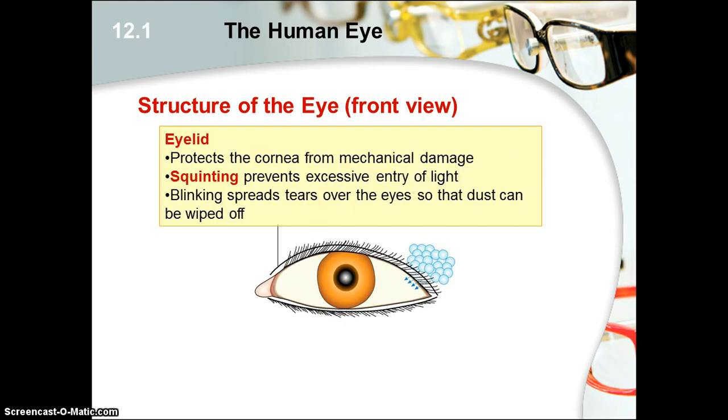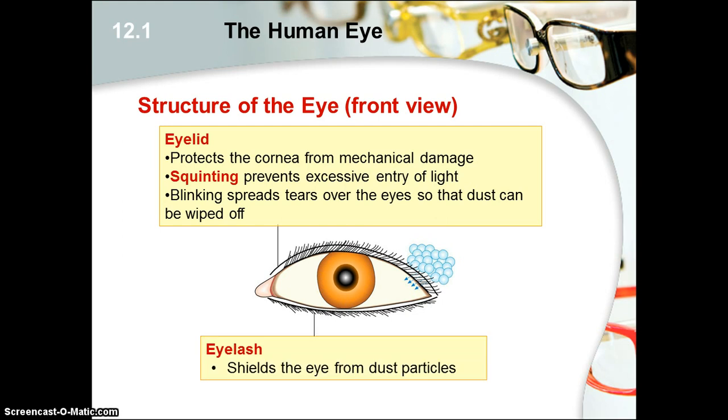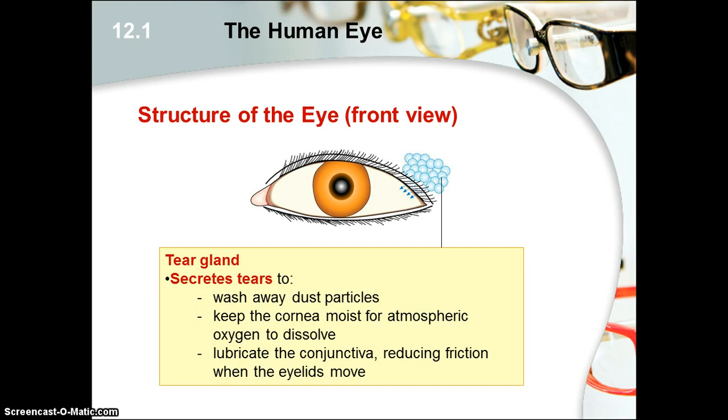Eyelids help to protect the cornea from mechanical damage. Eyelashes help to shield the eye from dust particles. The tear glands are also for protection, helping to wash away dust particles, to keep the cornea moist, and to lubricate the conjunctiva.